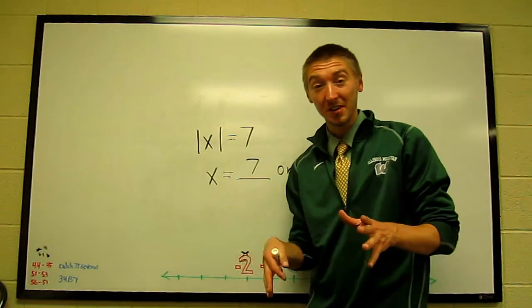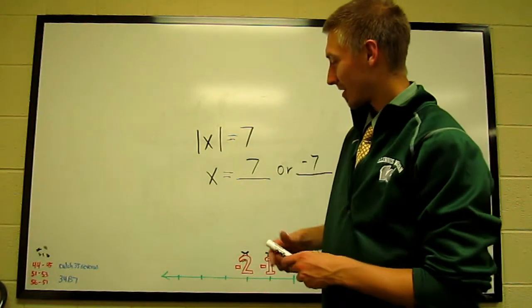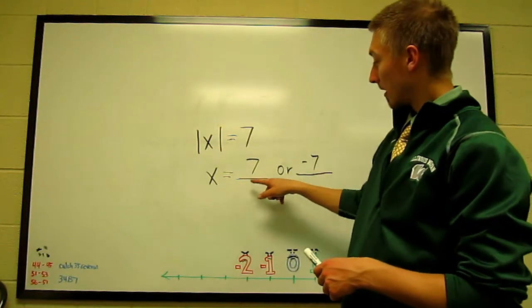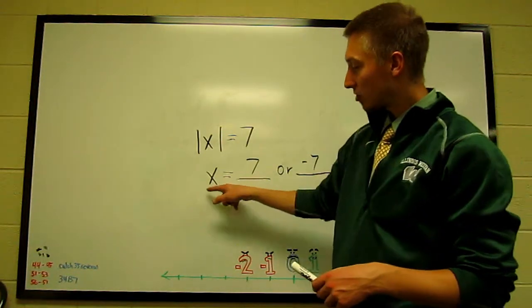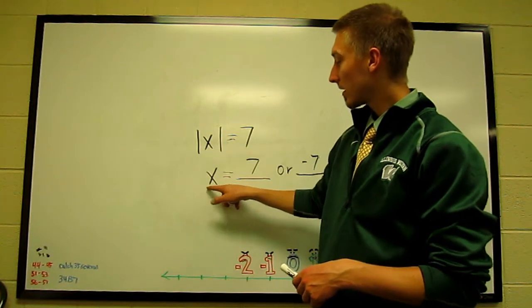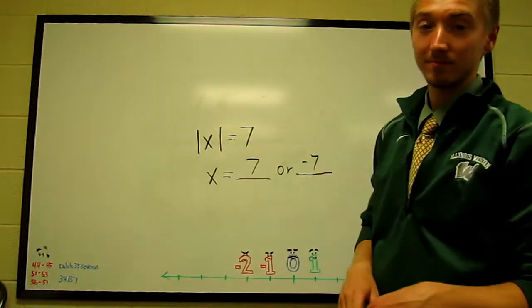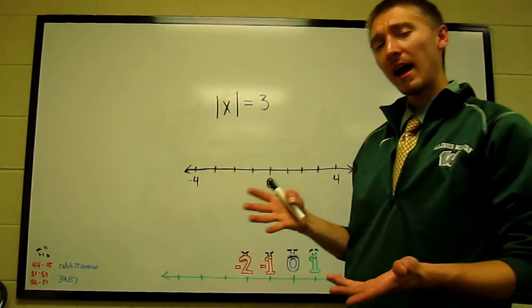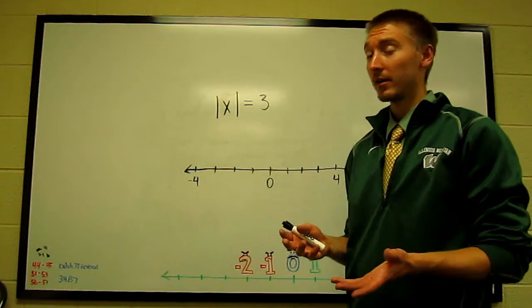And actually, I just found a typo in the notes. So in the notes, I believe you have the absolute value of x equals, and then a blank or blank. It should be just x, okay? Not the absolute value of x. So x equals 7 or -7. Sorry about that. Okay, so the next part is, how might we graph absolute values?